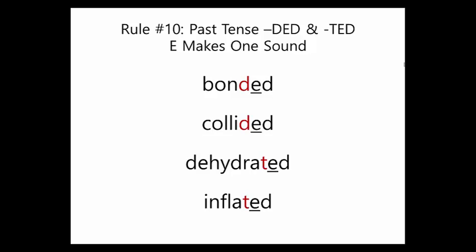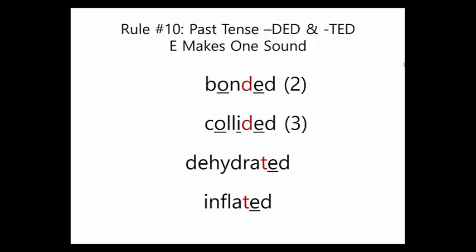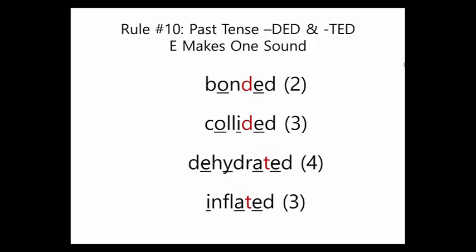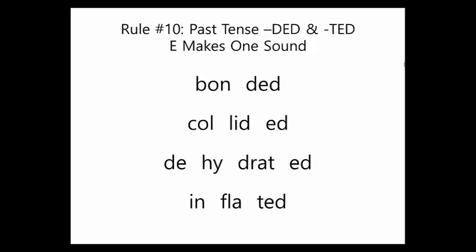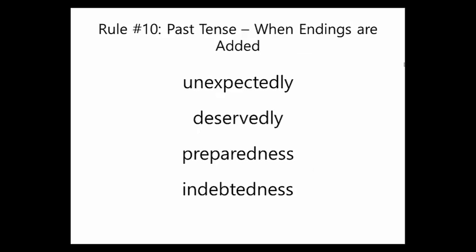So the first word will have two parts, the next will have three, the third will have four, and the last word will have three. Divide the words into parts. Check to make sure that the number of parts matches the number of vowel sounds. Sound out the words.